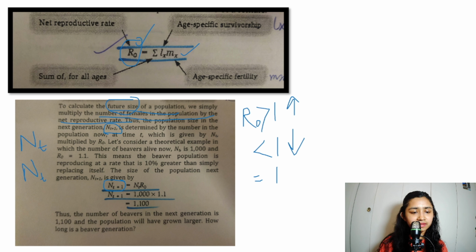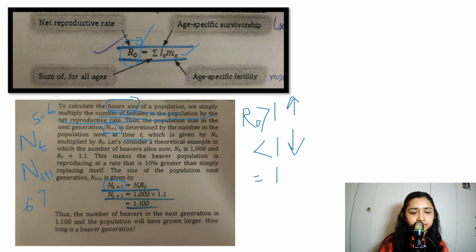What we did like that, like we did the age class of 1 and 2, then the age class of 2 and 3, then the age class of 3 and 4, likewise after one generation. N(t+1) is determined with the number of population now at time t, age group of 5 to 6, and N(t+1) is the age group of 6 to 7.